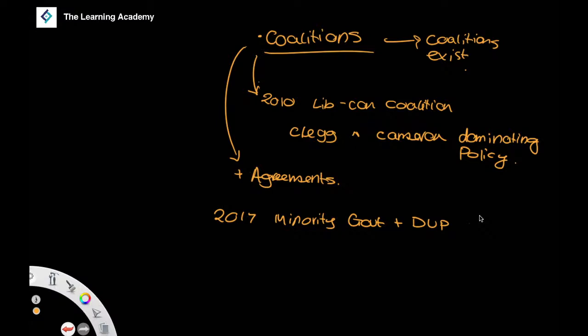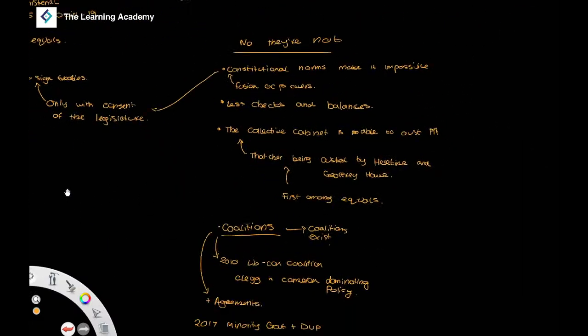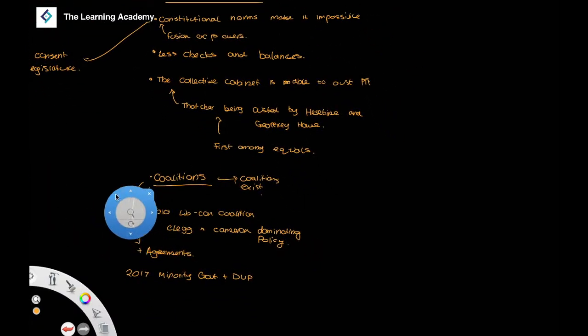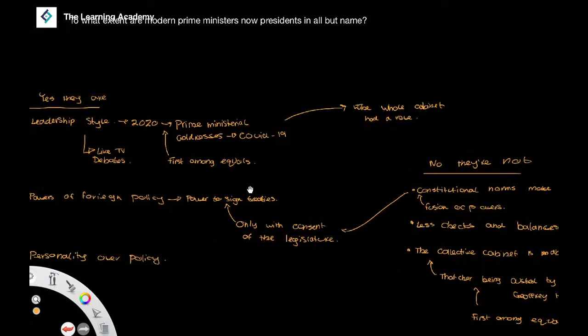So despite the fact that we have the DUP agreement, if we were to try and compare this to a president, you have a system in terms of coalitions where two people are in charge, a major partner and a minor partner, like Clegg and Cameron. And how would you be able to compare systems like the minority government and the DUP with the presidential system? It's just constitutionally, and the way in which the system operates makes it very, very difficult to make the argument that prime ministers are now presidents in all but name.